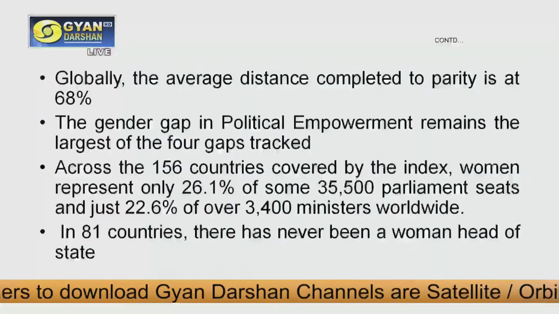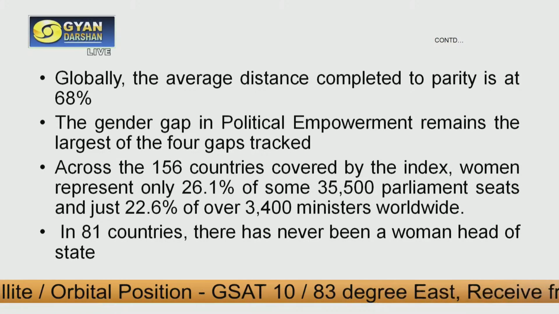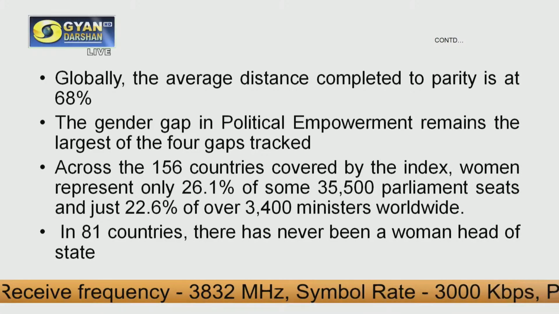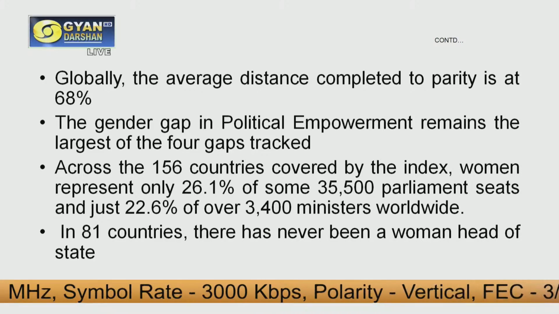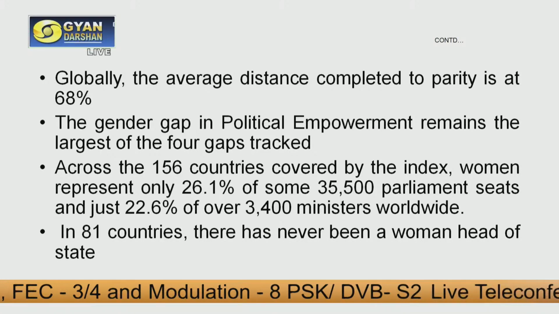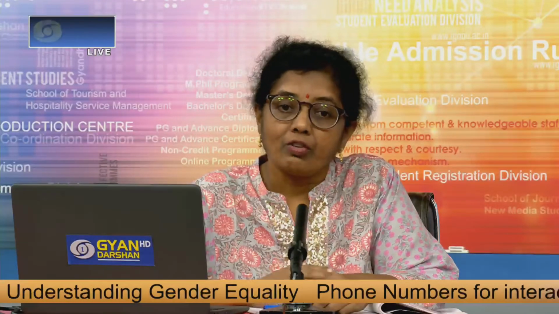If you look at it globally, the average distance completed to parity is 68%. With regard to the political sphere, as I have already mentioned, the largest gender gaps exist there. Across the 156 countries covered by the index, women represent only 26.1% of some 35,500 parliament seats and just 22.6% of over 3,400 ministries worldwide. If you look at this data, one can understand women's low representation. In 81 countries there has never been a woman as head of state. Looking at this list, we can understand that a gender gap exists in the political sphere.